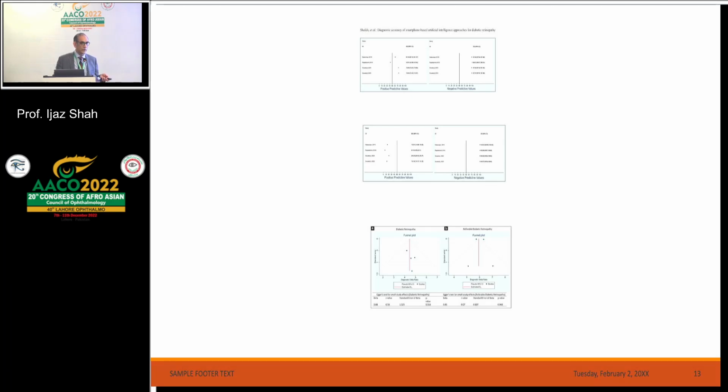The main thing was the cameras, which can give you instant information instead of going retrospectively, because of the lack of facilities and lack of trained personnel who can identify. You sit on the camera, it will tell you this patient has referable diabetic retinopathy, and you move on.